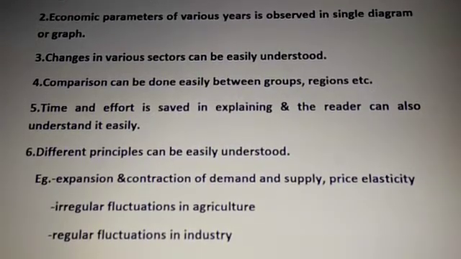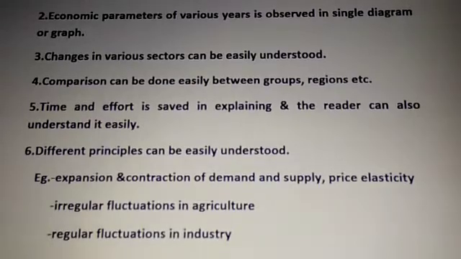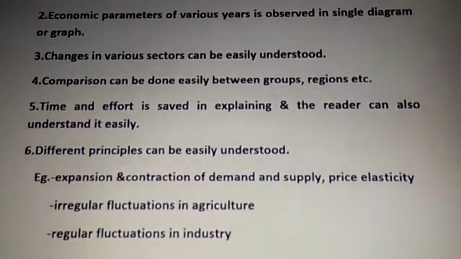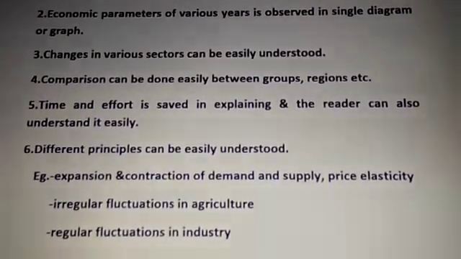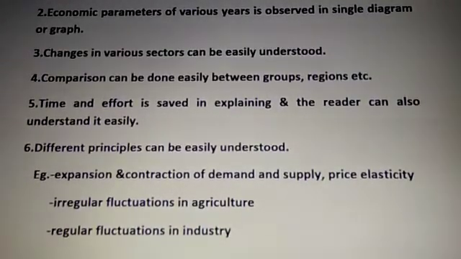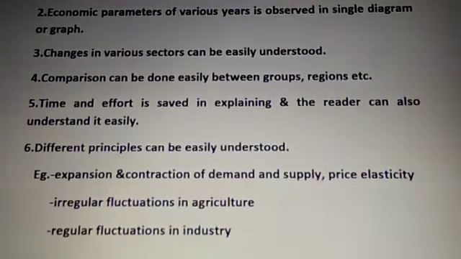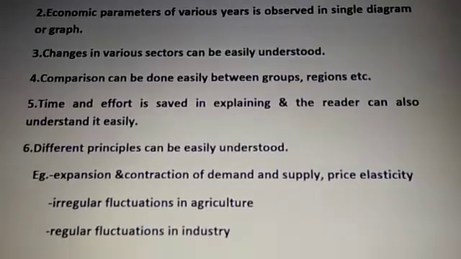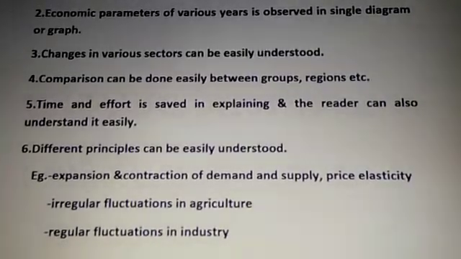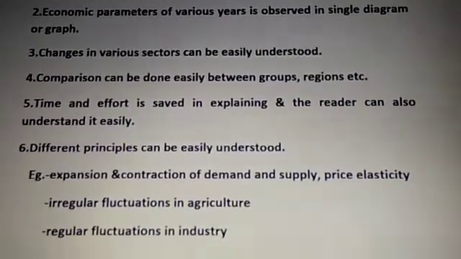And the other one is regular fluctuation in industry. Regular, depending on different months, the fluctuations can be seen in the industrial sector. For these things, graphs can be drawn, and these are all different principles. For that it's written different principles. That is expansion of demand and supply, contraction, price elasticity. These are all the different principles that can be easily understood when we explain them in the form of a graph.